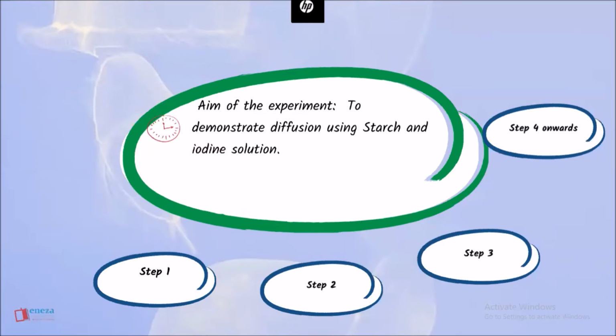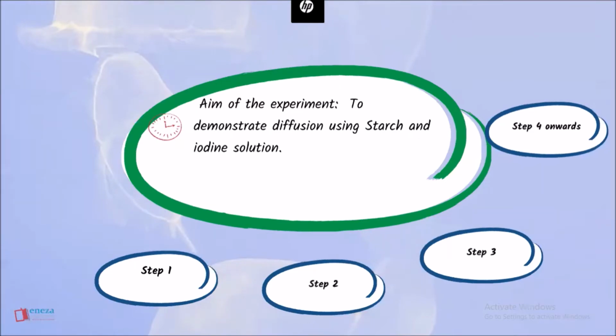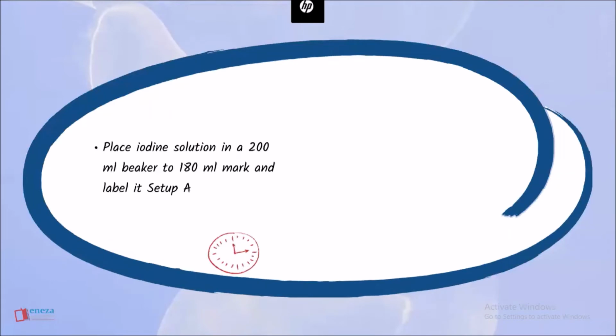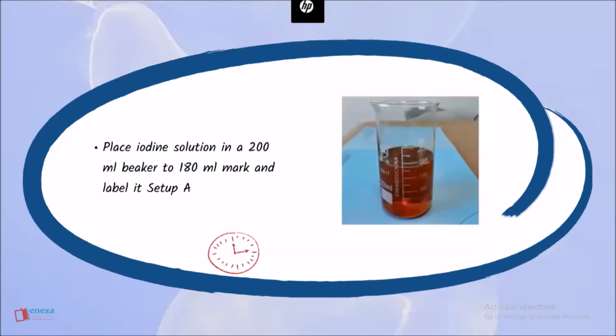Let us go to the first step. You will be required to place iodine solution in a 200 ml beaker to the 180 ml mark and label it setup A, as seen in this diagram. So from this, we are seeing the solution has been placed in the beaker to the 180 ml mark, and we will label it setup A.